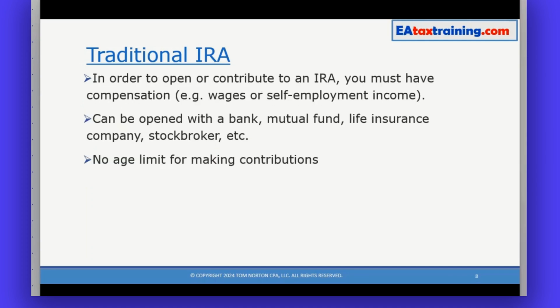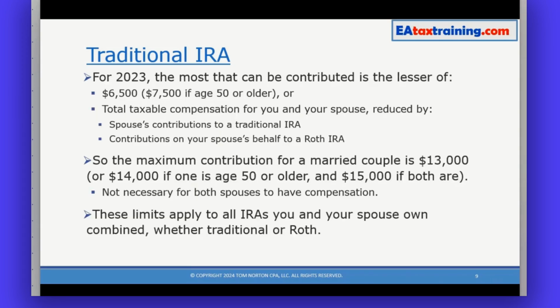In order to open or contribute to an IRA, you must have compensation. That can be in the form of wages or self-employment income, but you do have to have compensation, and we'll go over the specific rules here in a minute. An IRA can be opened with a bank, a mutual fund company, a life insurance company, a stockbroker, etc. Any authorized financial institution, you can open an IRA there, and there is no age limit for making contributions. There used to be, but there is no longer an age limit for when you can make contributions.